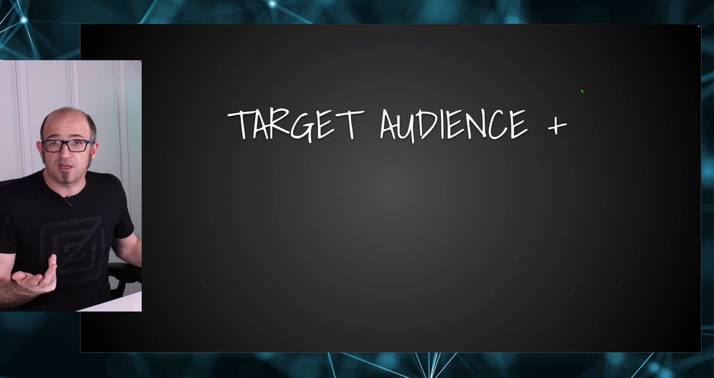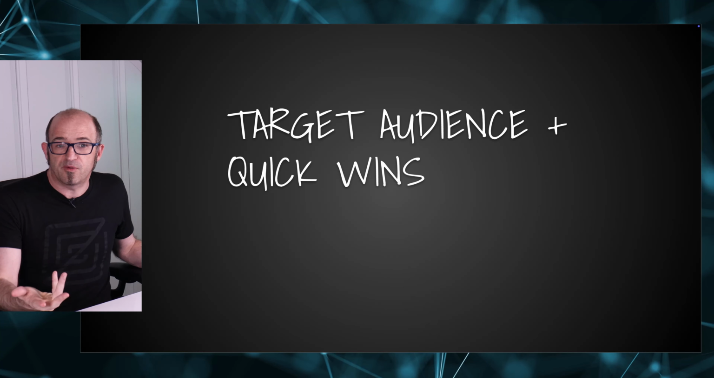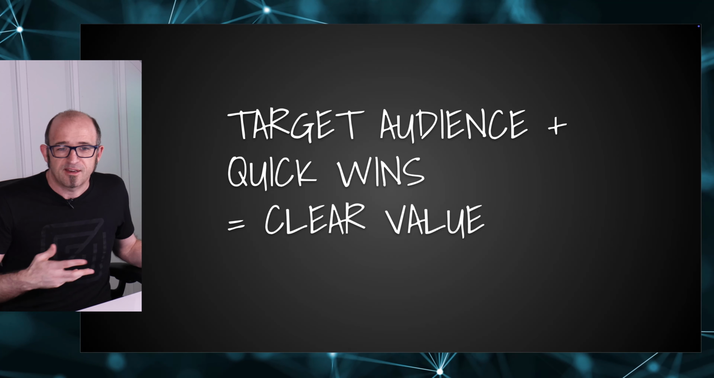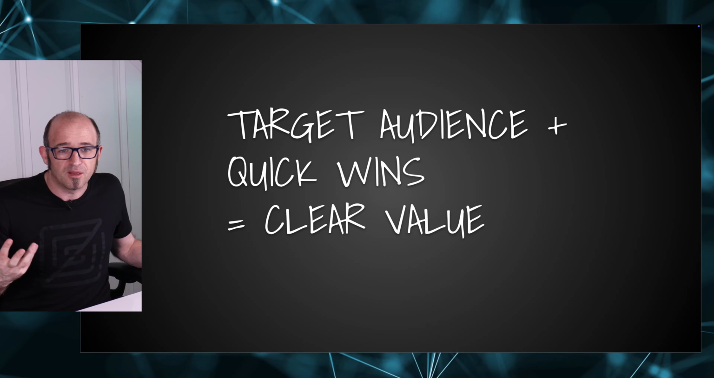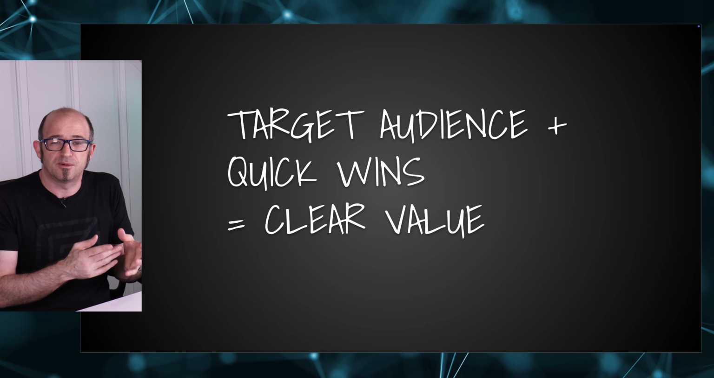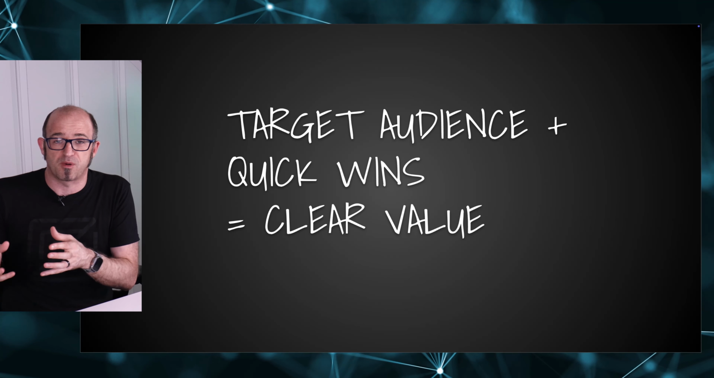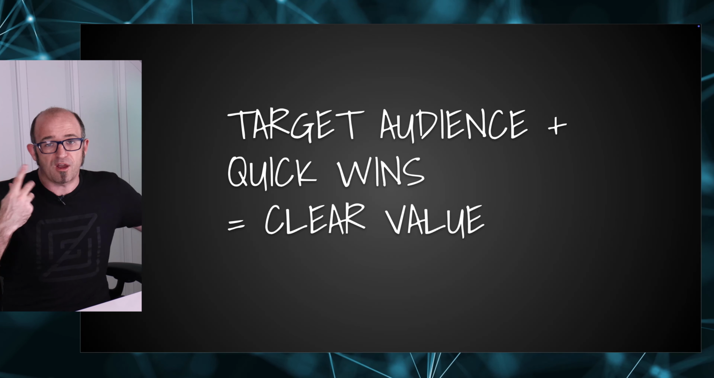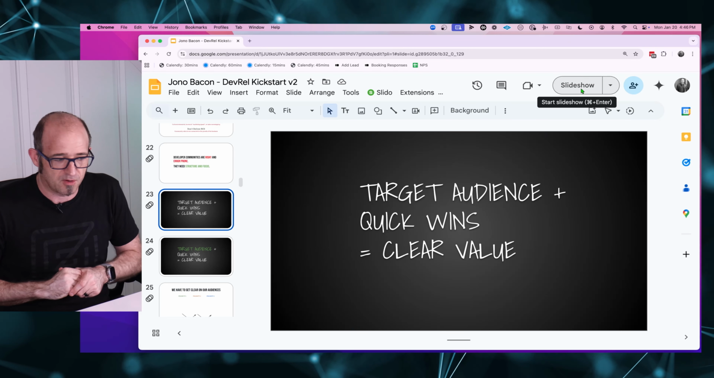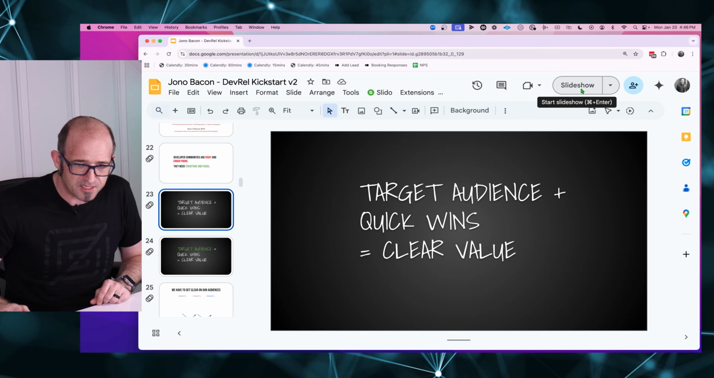We identify who's our target audience, we deliver quick wins for them to solve their problems, and then this results in value. Now, this might seem painfully simple, but it's a very simple way of explaining that if you know who you're talking to, you can figure out what problems they've got, and you can solve those problems with very quick wins, and you do that over and over again, you start building value in that particular audience, okay? So frameworks is the first thing.